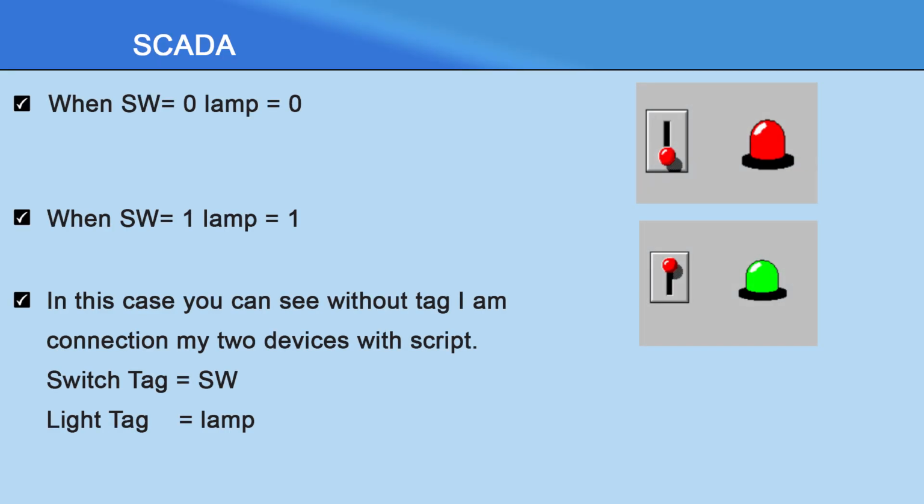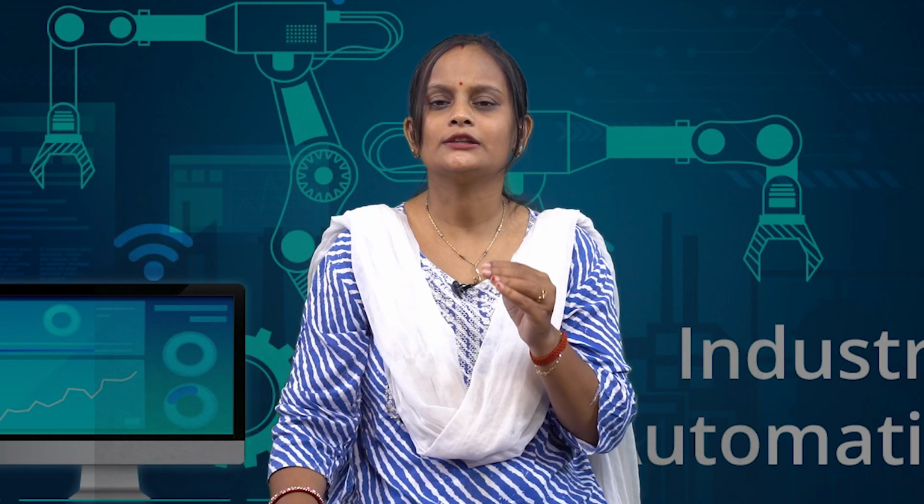Here you can see when the switch is 0, the lamp is 0, meaning red, and when the switch is 1, the lamp is 1, and the lamp color turns to green. So this is the example in which I have used the script to connect the two devices, the switch and the lamp, without tagging them.